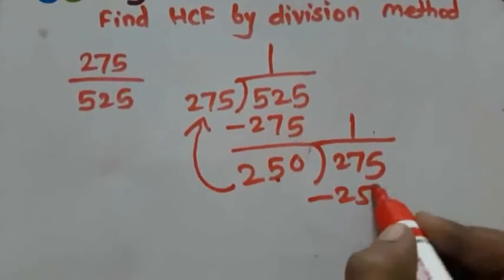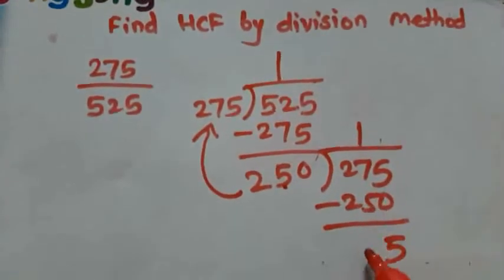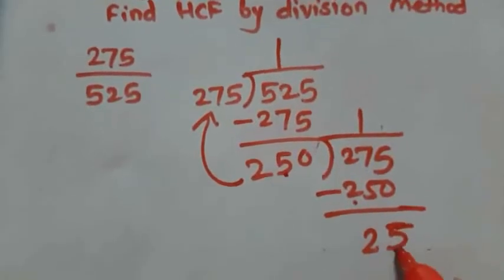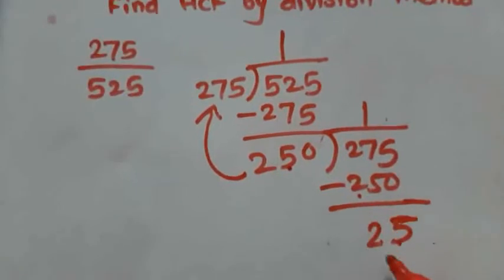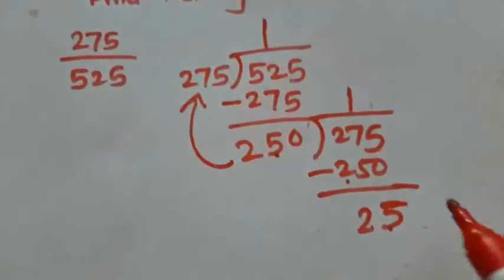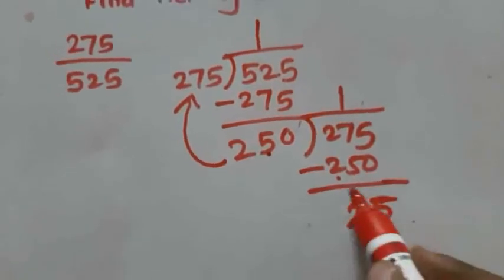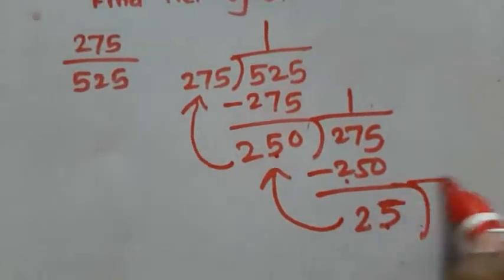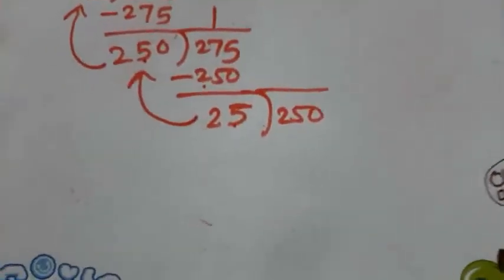250 ones are 250. So 5 minus 0 is 5, 7 minus 5 is 2, 2 minus 2 is 0. Now the remainder is 25 and the number is 250. So 25 is smaller than 250, so again we have to follow the same procedure. By this remainder we have to divide this divisor. So it will be 25 divided by 250.